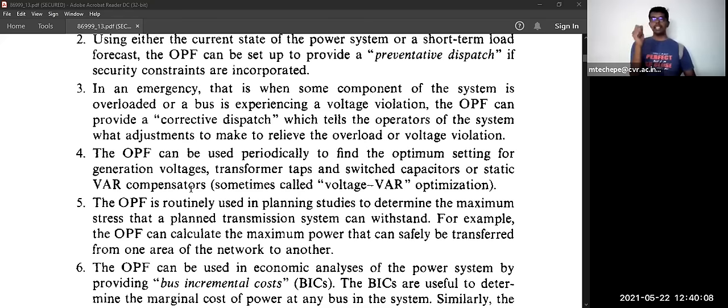So which setting the transformer tap should be at. Okay, so a transformer will have 4 or 5 tappings. So based on that, which tapping you should adjust so that the power output might be optimum, like that also OPF can predict. And also switched capacitors. How many settings do we have to turn on? Okay, how many capacitor banks do we have to turn on?